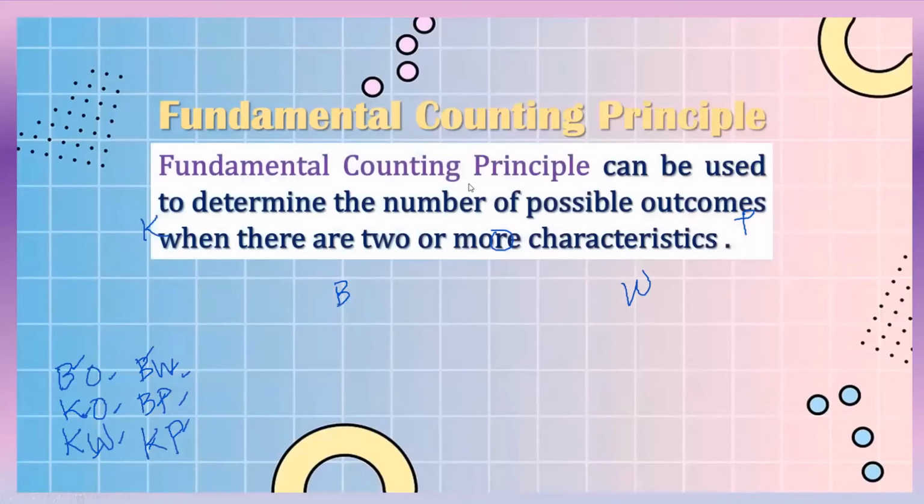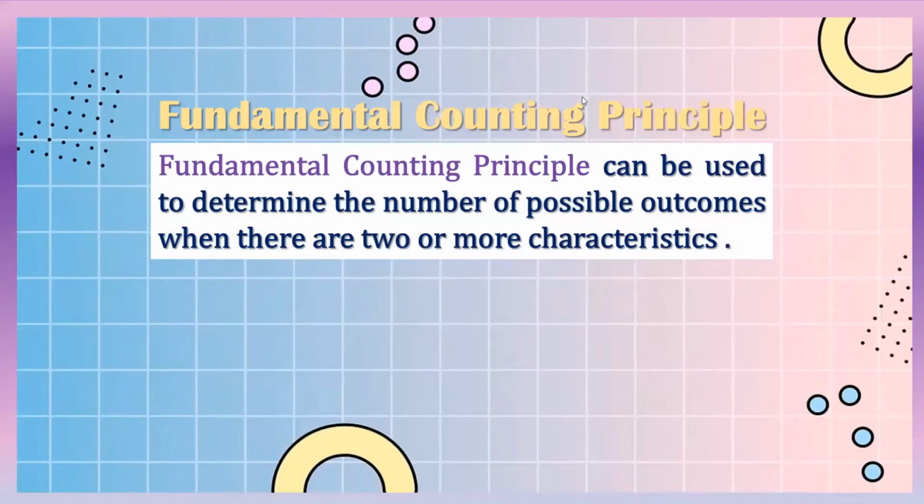So, let's have the definition of fundamental counting principle. Please read the definition, Lara. Fundamental counting principle can be used to determine the number of possible outcomes when there are two or more characteristics. Okay, so thank you. So that's the term lang. For you to determine the number of outcomes or possibilities when there are two or more.